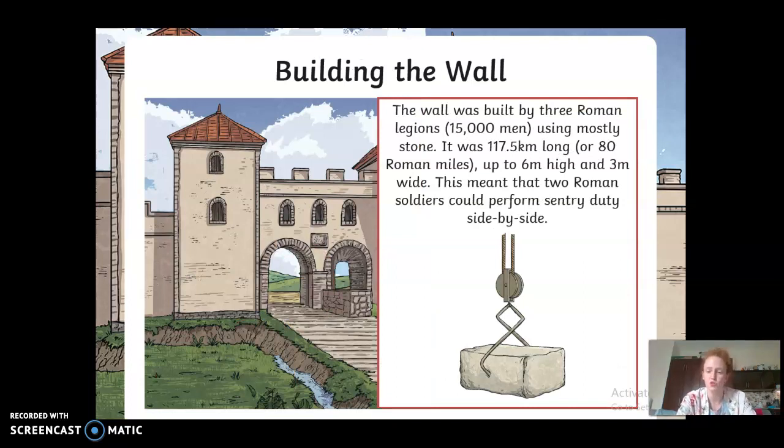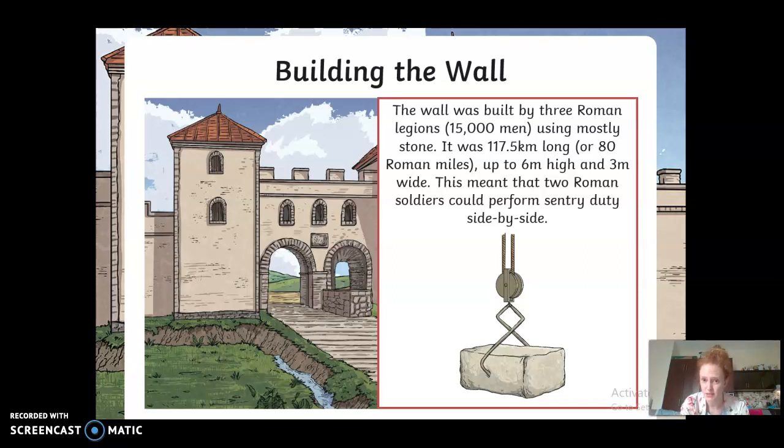Right, so the wall was built by 3 Roman legions, 15,000 men. That's a lot, right? Using mostly stone. It was 117.5 kilometers long. So if you want to imagine how long that was, that's how long the road is between Abu Dhabi and Dubai, approximately. So imagine it was that long. That means extremely long.